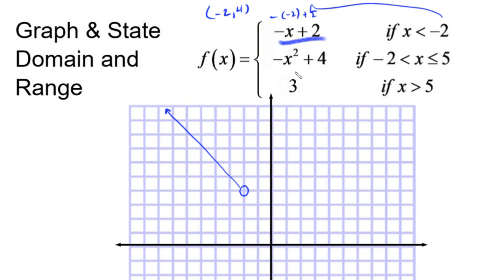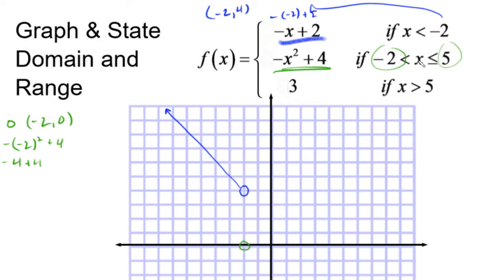Okay, next, plug in -2 into here. So this one will be, let's make this one green. Plug -2 in. So it's going to be an open circle, and I'm going to plug in -2. So that's going to be a -4 plus 4, which is 0. So we've got -2 comma 0. So we've got an open circle at -2, 0.